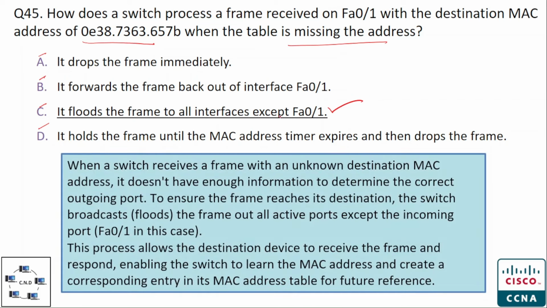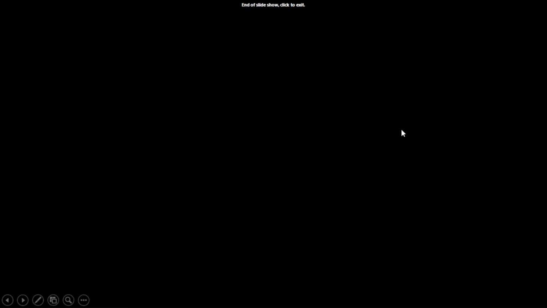We have studied this concept, the learning of the MAC address, again and again. When the MAC address is not known to the switch, the frame is flooded over all the ports except the port on which it was received, to learn the MAC address, and this is done through ARP, the address resolution protocol. You can study this explanation if you like by pausing the video.